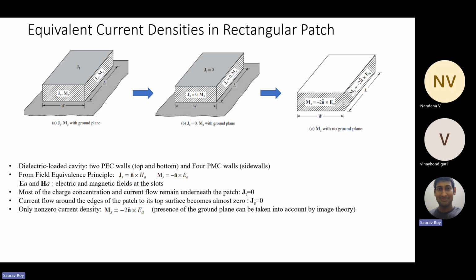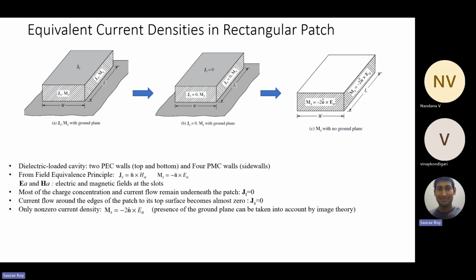That's why from our boundary condition we know Js equals n cross (H1 minus H2). So if the current is zero, from the boundary condition we know the tangential value of the magnetic field will also be zero. That is the condition for PMC. PMC says the tangential value of magnetic field will be zero. So all the side walls behave like PMC walls.